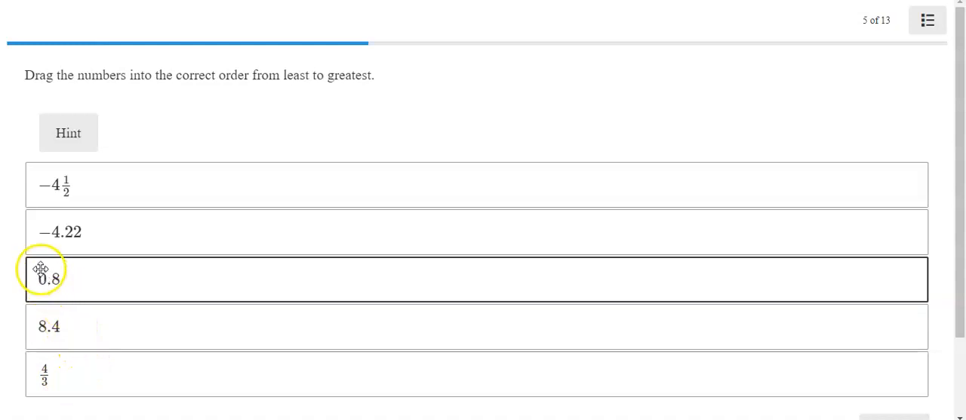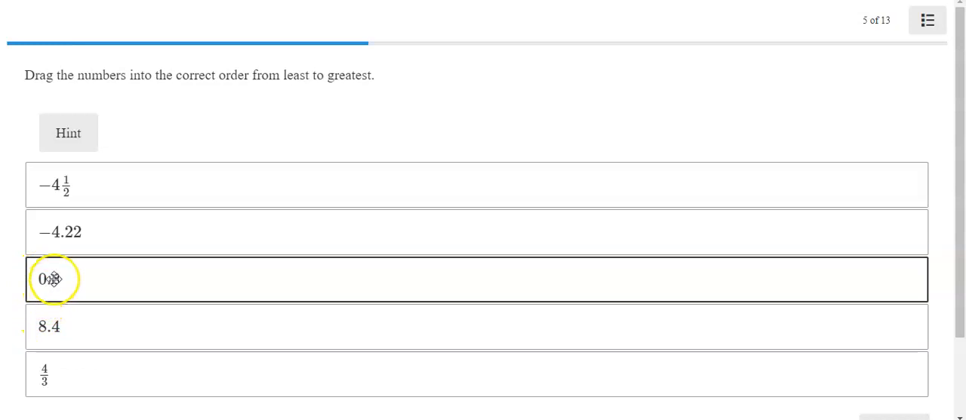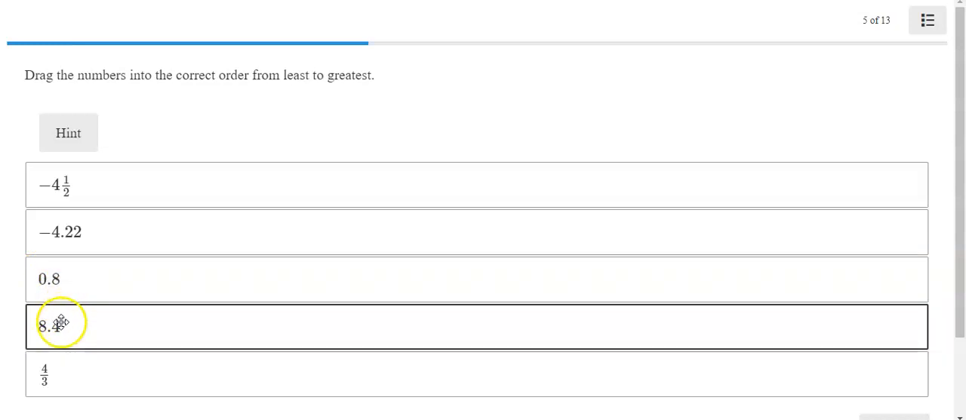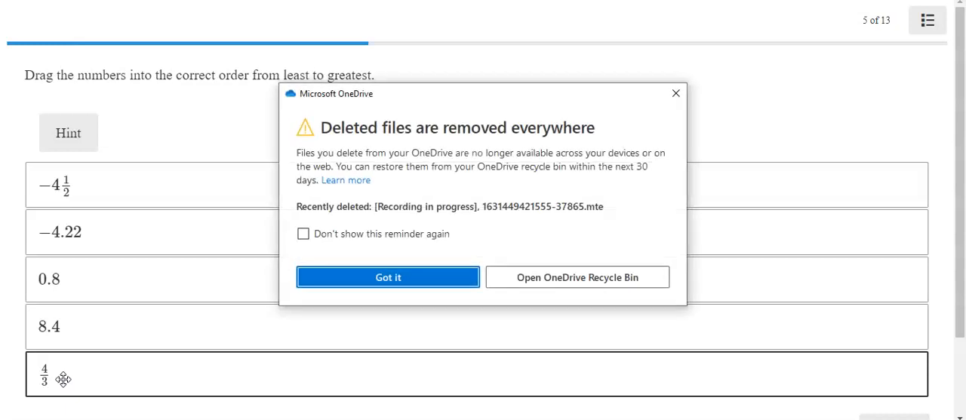Now let's look at our positive numbers. If we look, this does not have a whole number. It's a 0. This has a whole number. So 0.8 is smaller than 8.4. Let's look at our fraction. We haven't had a fraction to look at yet like this. 4 over 3. That is an improper fraction.